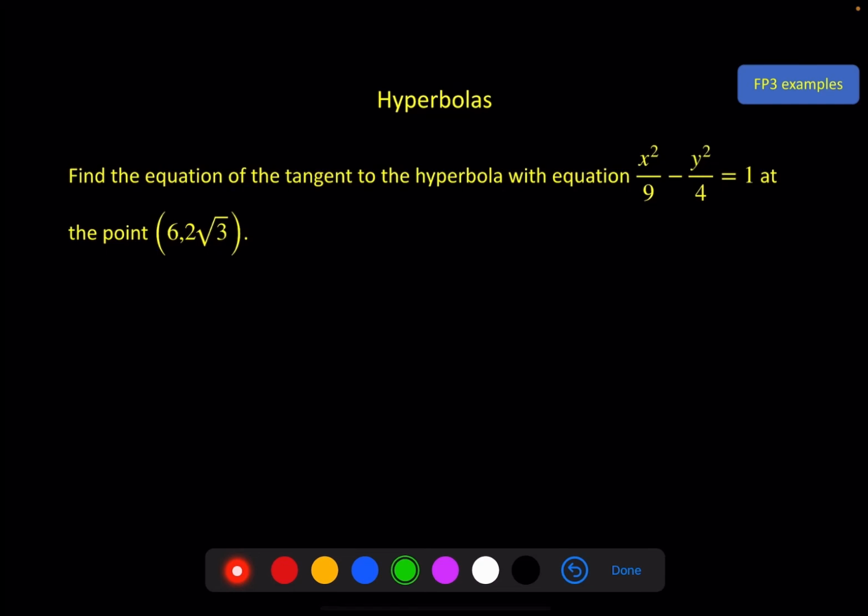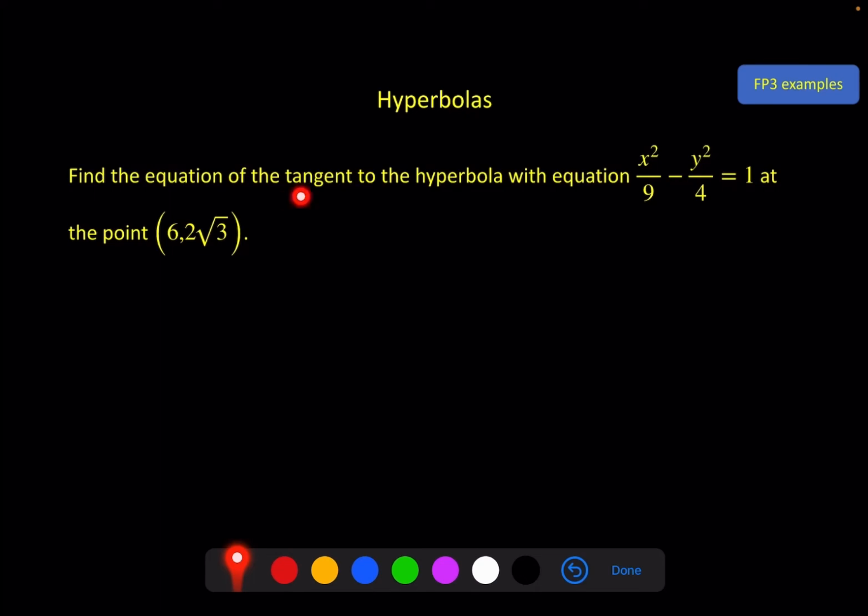Find the equation of the tangent to the hyperbola with the equation this at the point this. Okay, we've done the basic equation of hyperbolas. Now we're doing much the same thing as we did with ellipses, just with a slightly different equation, a minus here instead of a plus. But all of the ideas are the same.